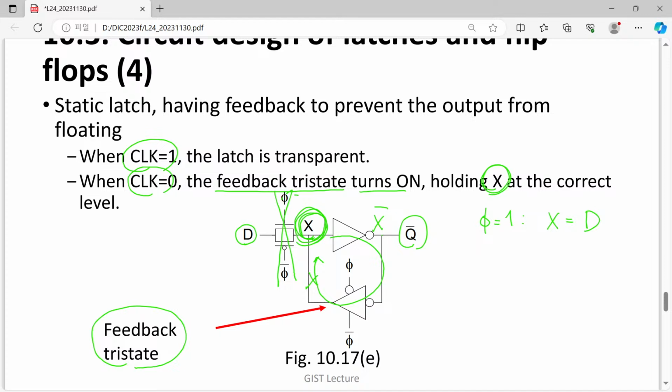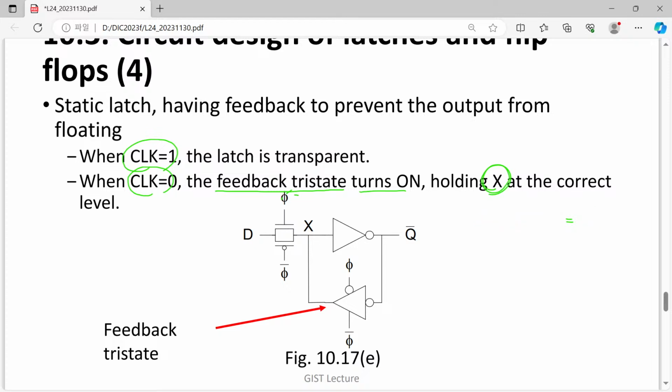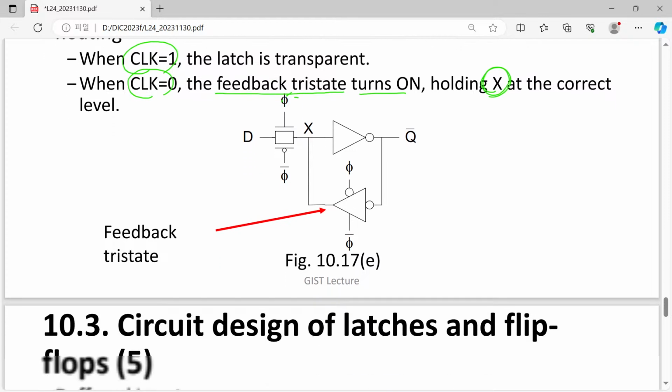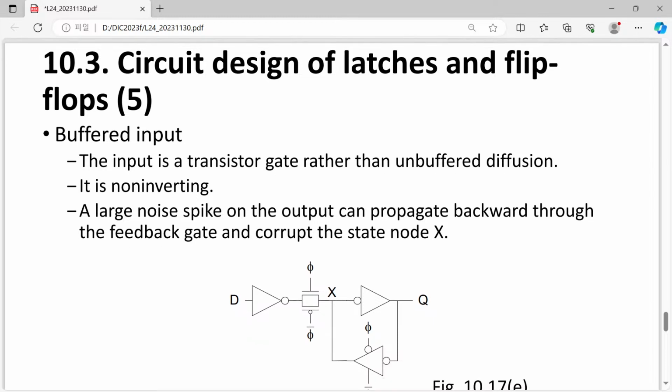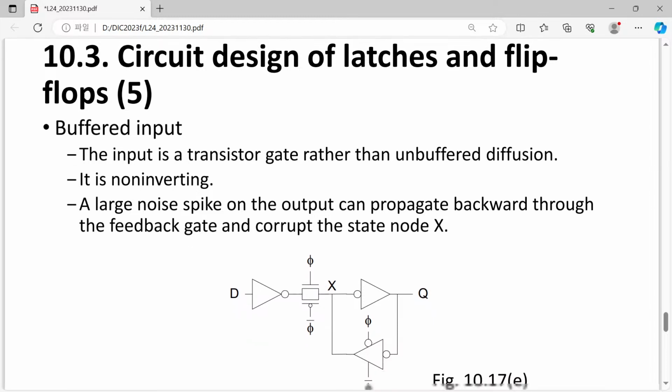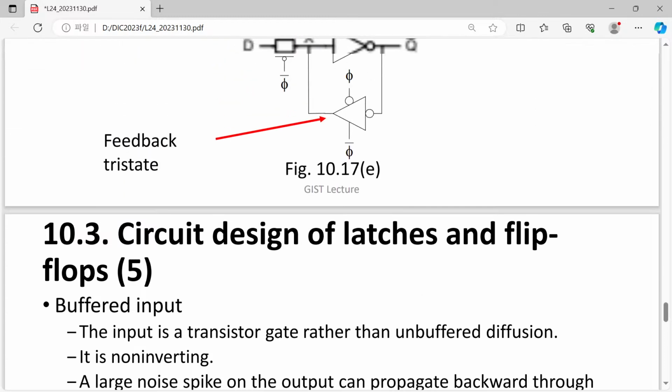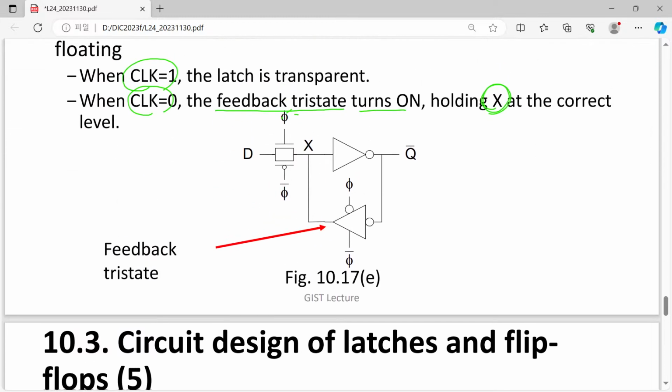So now using this feedback tri-state, we can make the stable output. Even though we have certain leakage current, we can still have the stable X value. Then the remaining things are quite easy to understand. Okay, we have solved a big problem, but still here we have input directly connected to the diffusion.